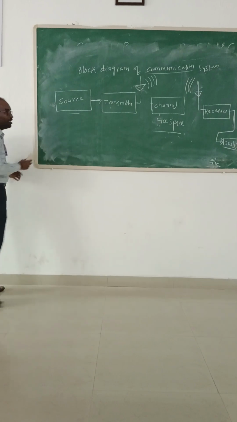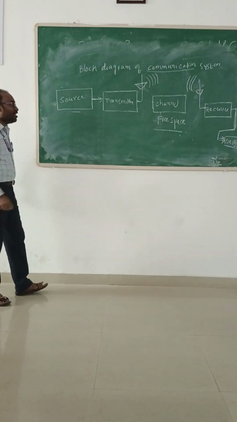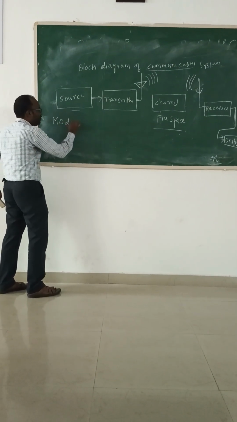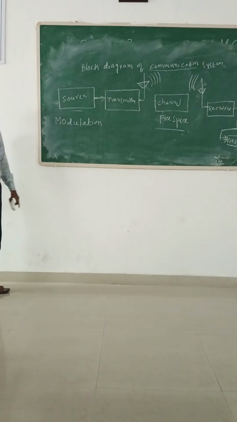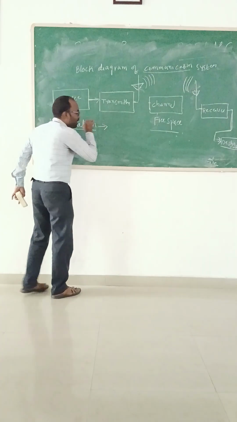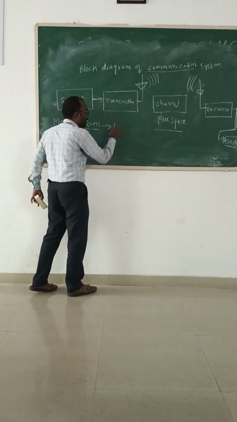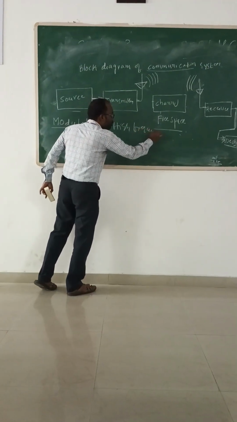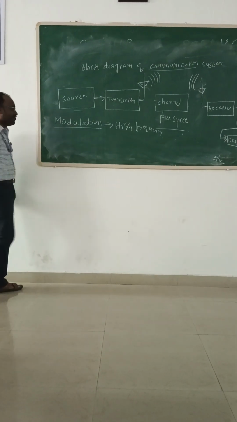So in order to send low frequency or low information signals across the transmitter, we follow a process called modulation. Modulation is nothing but converting the low frequency information signal into a high frequency signal. Modulation is a process that converts a low frequency signal to a high frequency signal.